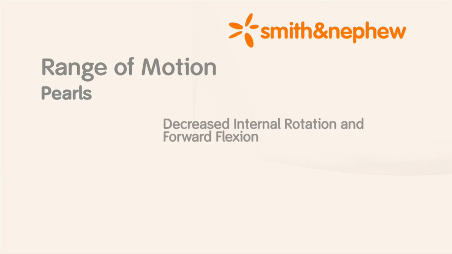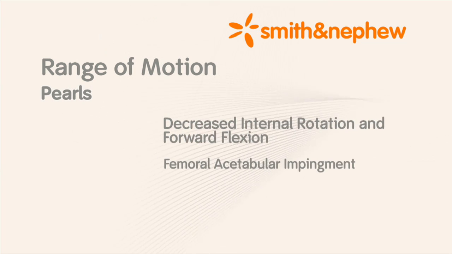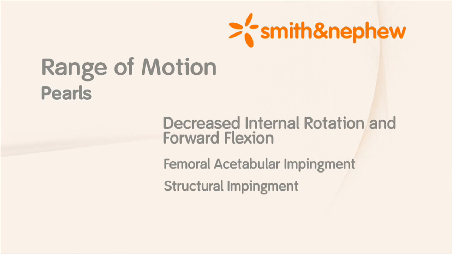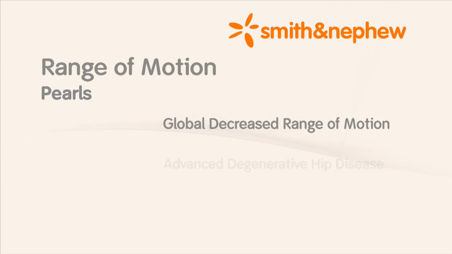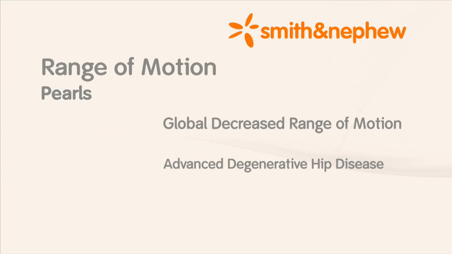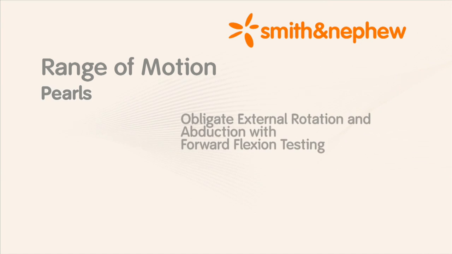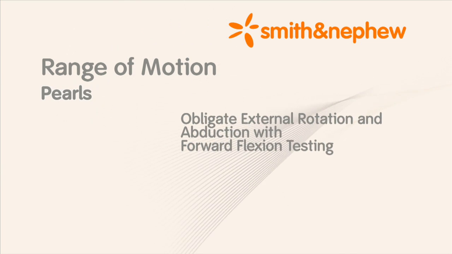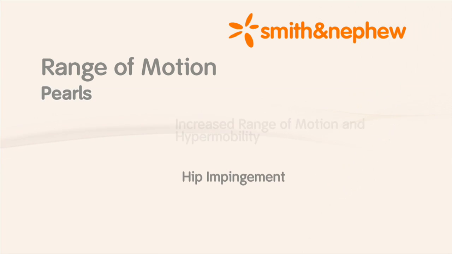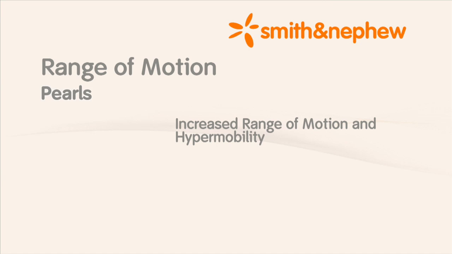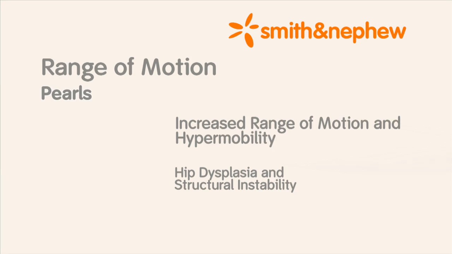Markedly decreased internal rotation and forward flexion can be seen in the setting of femoroacetabular impingement or structural impingement, whereas global restrictions in range of motion are more often associated with advanced degenerative hip disease or, less commonly, adhesive capsulitis of the hip. Obligate external rotation and abduction with forward flexion testing can also be indicative of hip impingement. Markedly increased range of motion and hypermobility can be seen in the setting of hip dysplasia and structural instability.